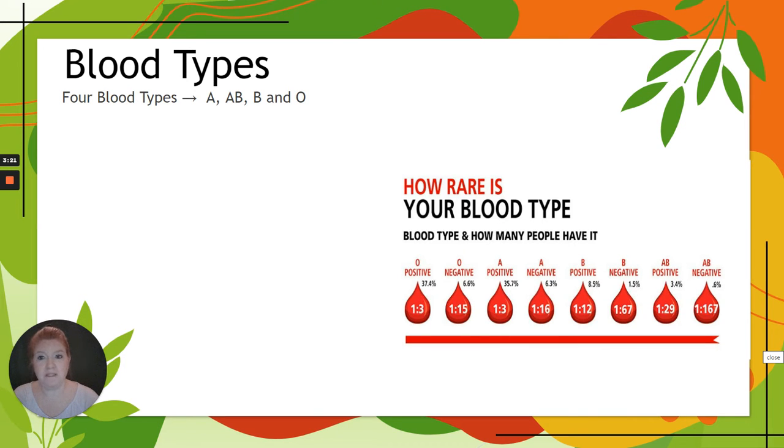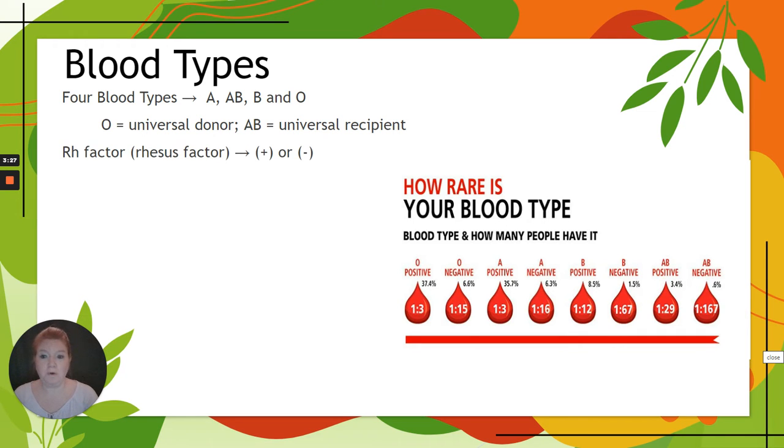Blood types. So there are four blood types, A, AB, B, and O. O is the universal donor. That means anyone can receive blood from someone who has type O blood. AB is the universal recipient, meaning someone who is AB can receive blood from anyone. But there's one other factor, and that is the Rh factor or rhesus factor that was first initially discovered in rhesus monkeys. And that means you're either positive or negative. So you're A positive or A negative, and you're AB positive or AB negative. So each blood type can either be positive or negative.